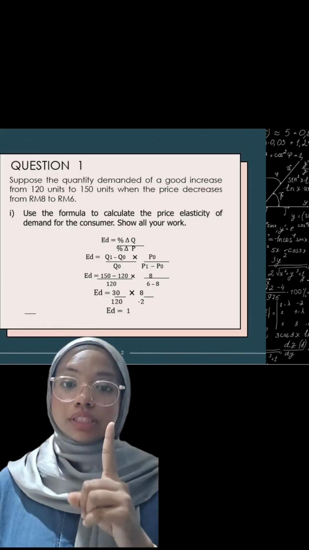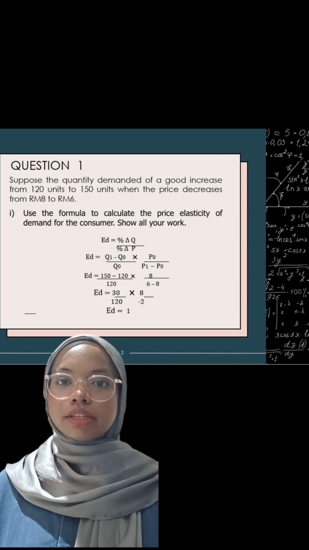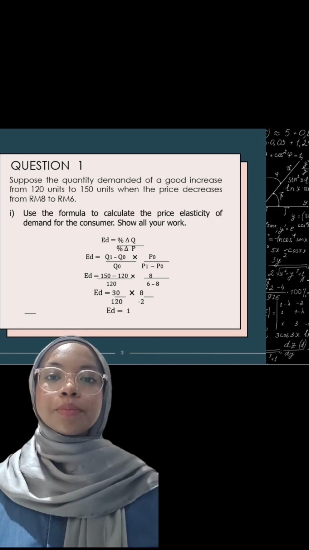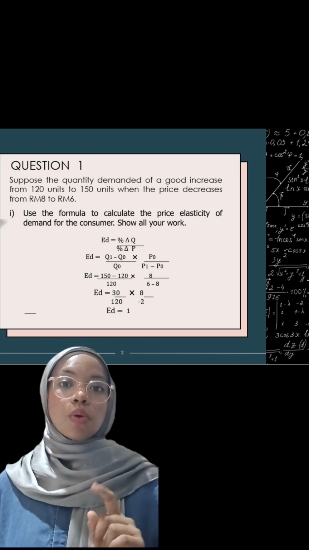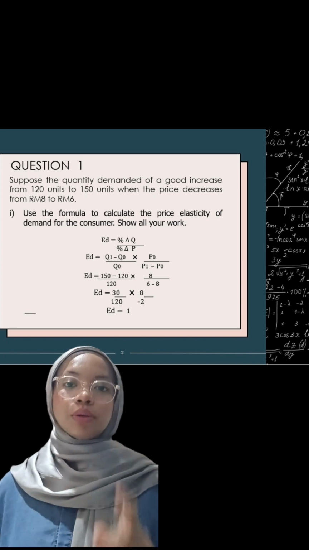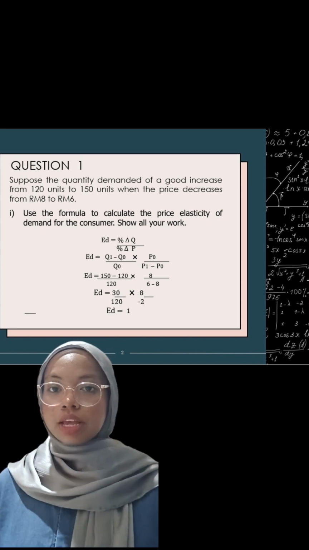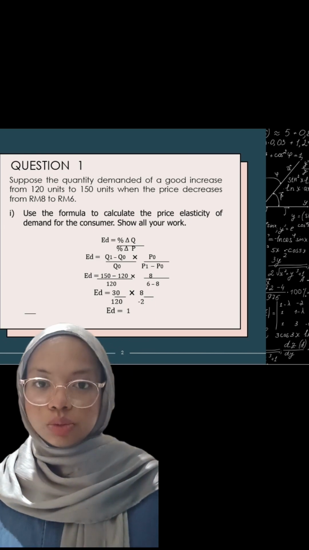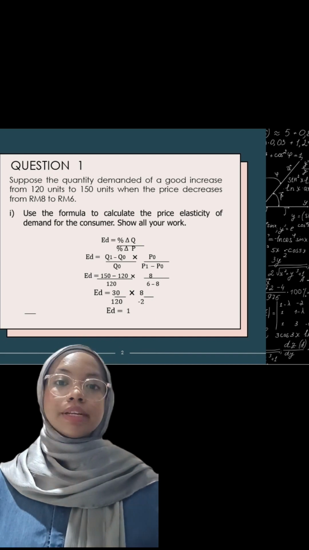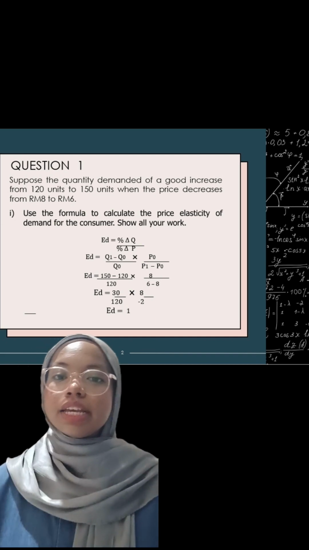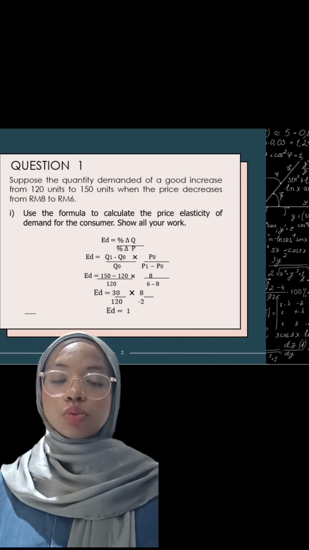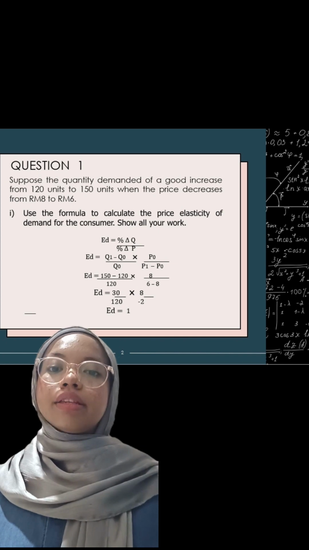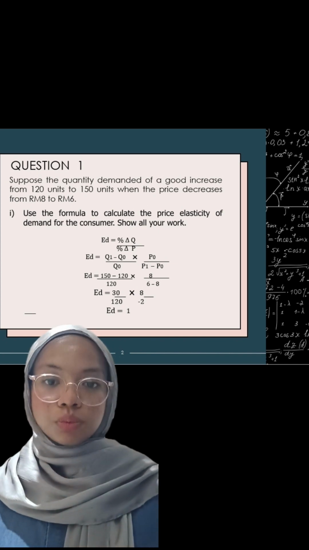So the formula for the first question is ED equal to percentage change in quantity demanded over percentage change in price. ED equal to Q1 minus Q0 over Q0 times P0 over P1 minus P0. ED equal to 150 minus 120 over 120 times 8 over 6 minus 8. So you will get ED equal to 30 over 120 times 8 over negative 2.